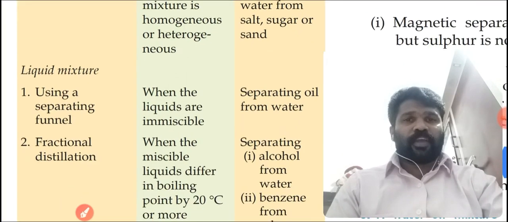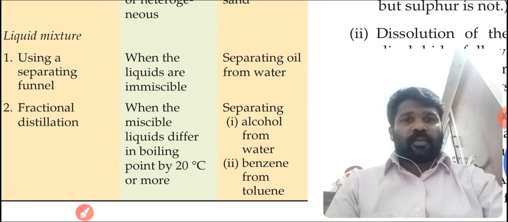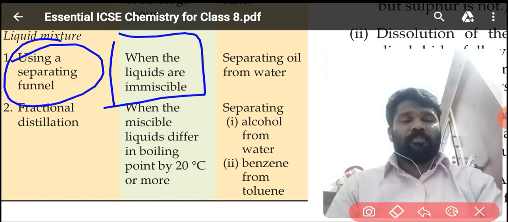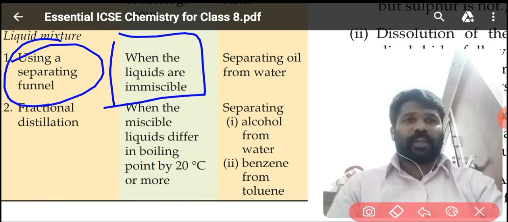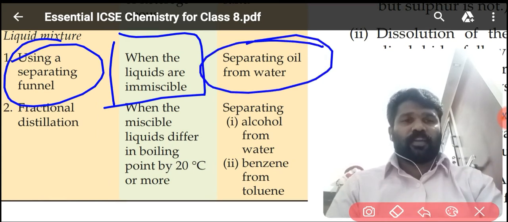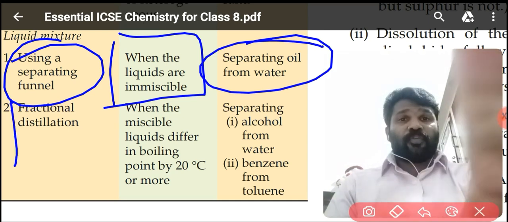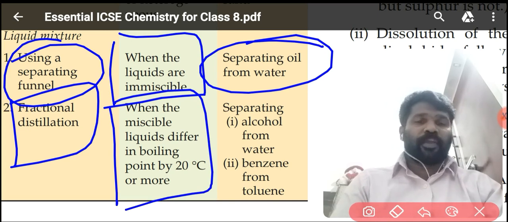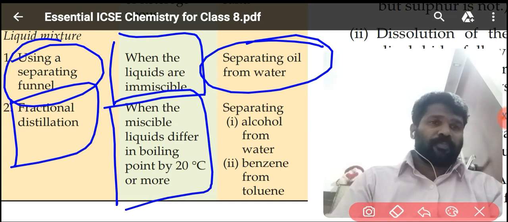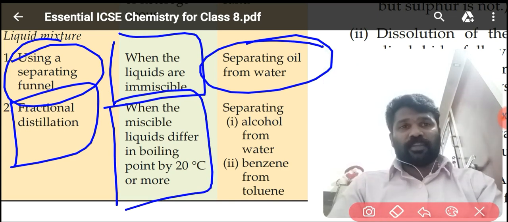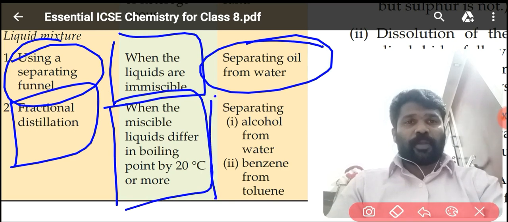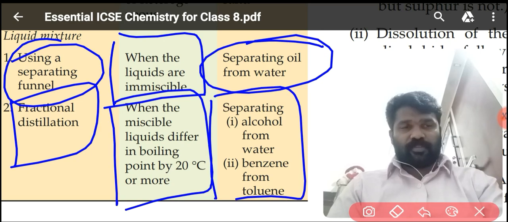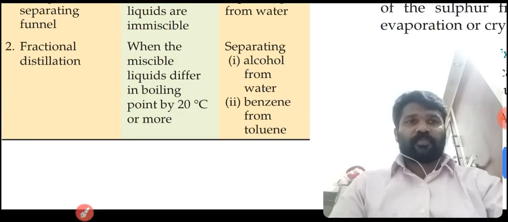Now liquid mixtures we are going to discuss. Using a separating funnel, when liquids are immiscible, we can use a separating funnel, for example separating oil from water. Next one, fractional distillation. When the miscible liquids differ in boiling point by 20 degrees Celsius or more, in this case we can use the fractional distillation method. Example, separating alcohol from water, benzene from toluene.